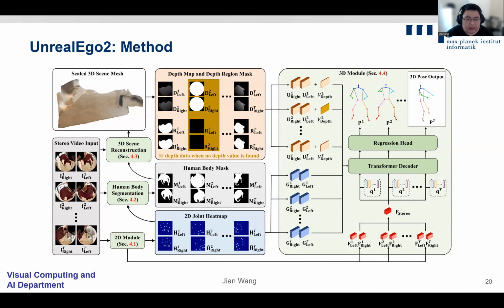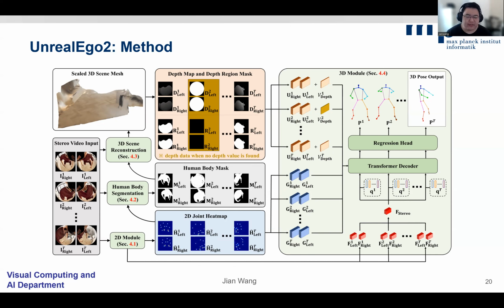After that, we also have methods to get the human motions from these stereo cameras. Here we use several modules. We use 2D pose estimation modules to get the 2D joint heat maps, and we also use human body segmentation modules to get the segmentation of the human body in the egocentric image. By using the human body mask and the original stereo view inputs, we can reconstruct the 3D scene mesh with the structure from motion method.